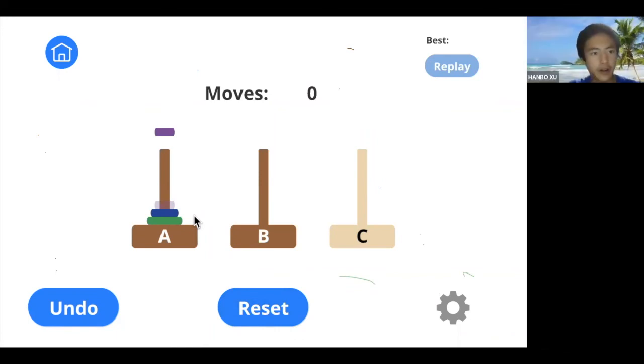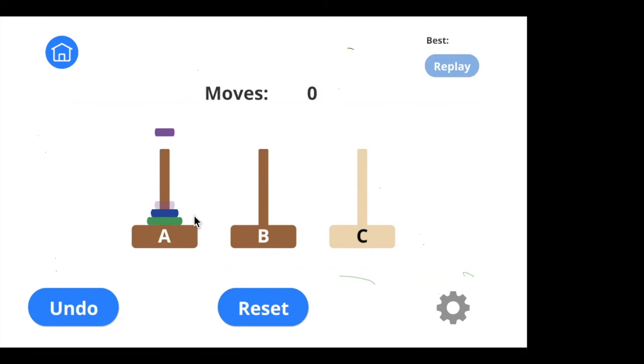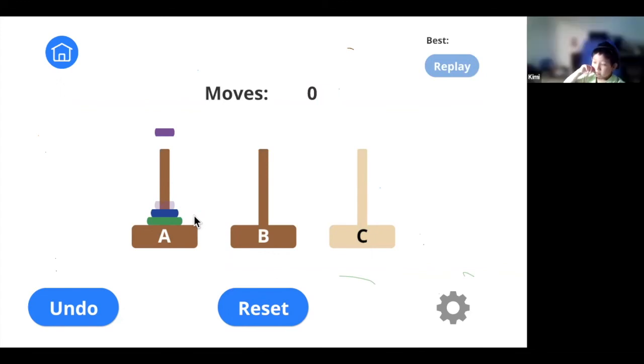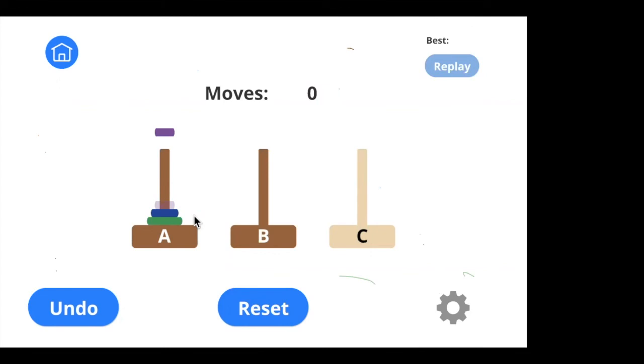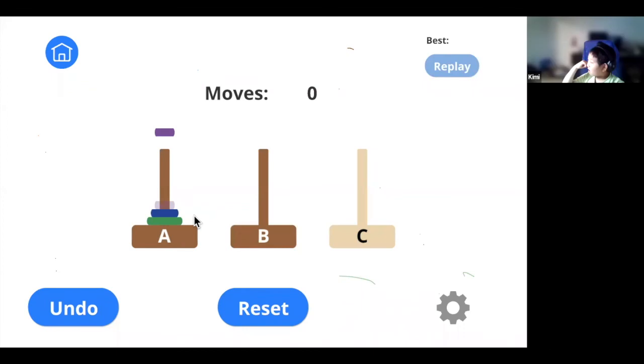Does anyone want to give it a try? I see a hand raised. Do you want to go? Yes. Okay, so how would you move it? Yeah, just remember that you have to move it to a different color.